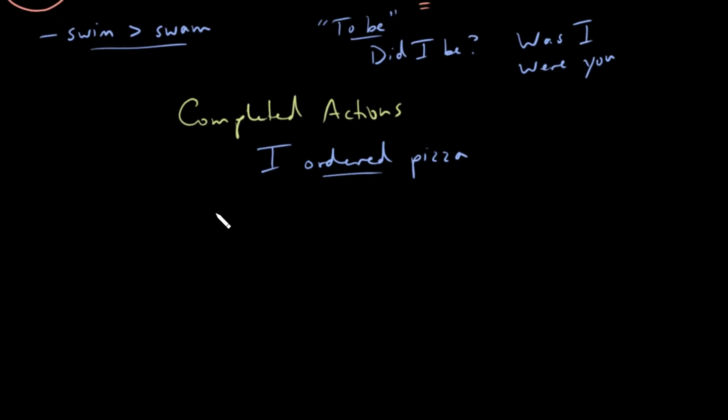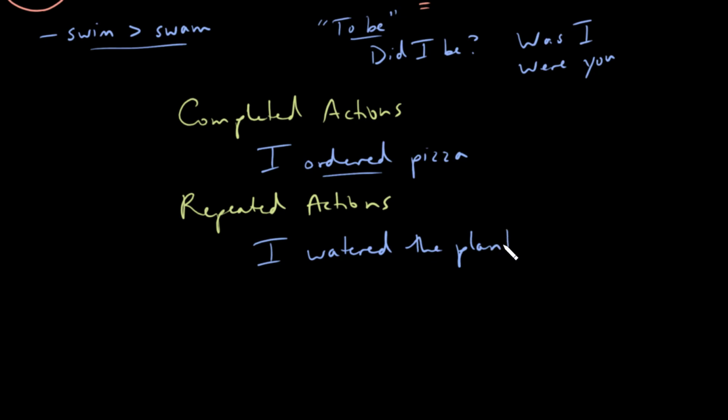The next one here has to do with repeated actions. So repeated actions. And here also we can use the past simple tense. If you say, for instance, I watered, there's our past simple tense. I watered the plants every day. Now, notice that we have a time marker here. And often with repeated actions, we use this time marker to indicate how often we did it.